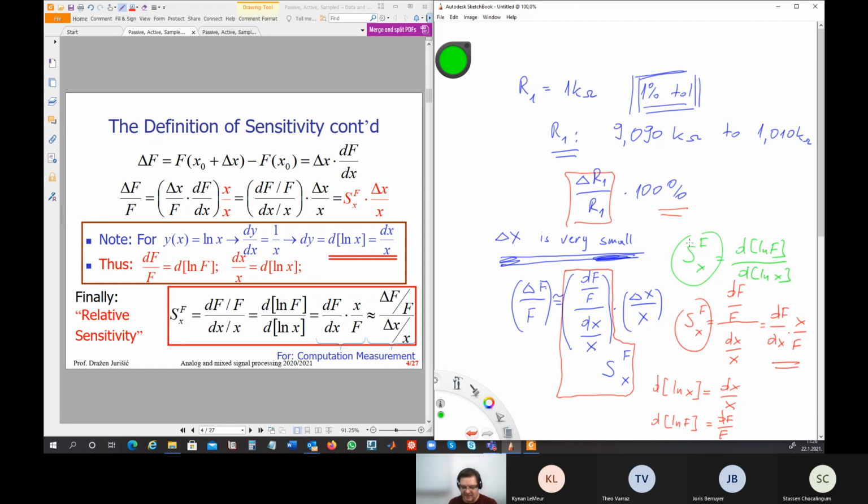Also, we can say that those guys here can also be measured, and this guy here can be calculated. So we will see it on some examples. So this is the definition of sensitivity. Now we go one step more.